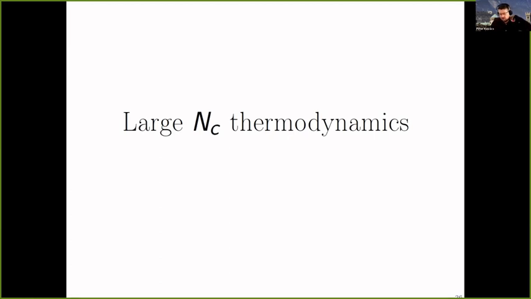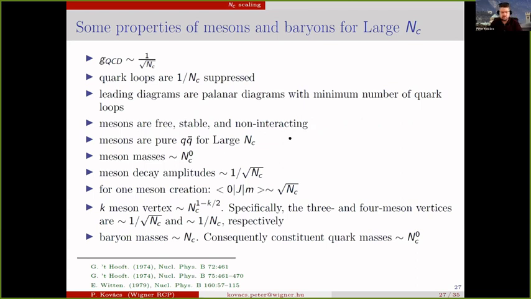All the ideas come from 't Hooft from 1974: that instead of the usual 3 colors, we can have a larger number of colors, and we can build up a very systematic expansion according to 1 over Nc. And the QCD coupling parameter goes with 1 over square root of Nc. It has very interesting properties, and of course we can investigate this large Nc behavior even in effective models.